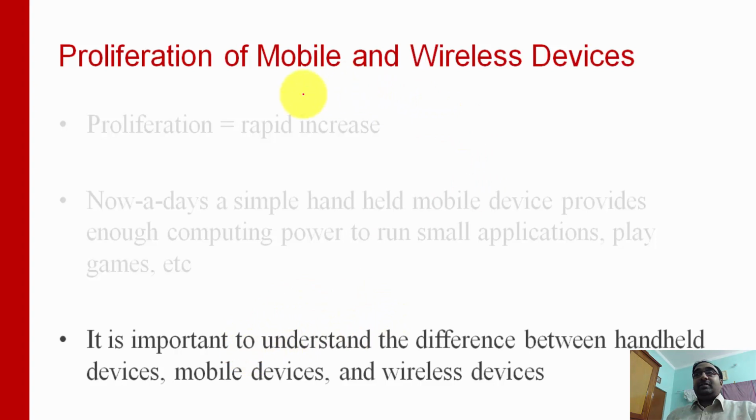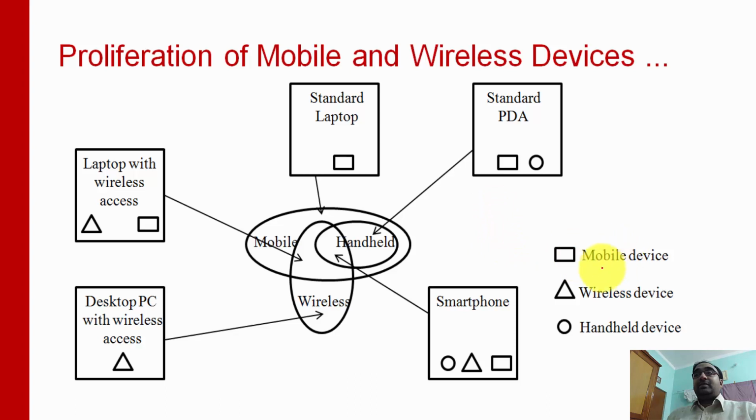Now, although we use these terms like mobile and wireless devices quite interchangeably, there is some difference between them. So now we will try to understand the difference between what are handheld devices, what are mobile devices, and what are wireless devices with the help of a diagram. So you can see in this picture, first of all focus here. In this diagram, the small rectangles represent mobile devices, triangles represent wireless devices, and circles represent handheld devices. Now when you see the examples, it will be quite clear what is a handheld device, what is a mobile device, what is a wireless device. So if you see here, we have the mobile device circle, that is all the mobile devices, and within the mobile devices a subset is wireless devices, and another subset within the mobile devices is handheld devices.